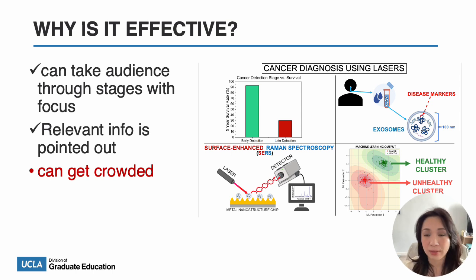You'd want to choose a 15 to 30 second window to draw the audience's attention to the slide. Then you'd want to be specific and use language from the slide so you can direct the audience's attention when they're looking at the slide.